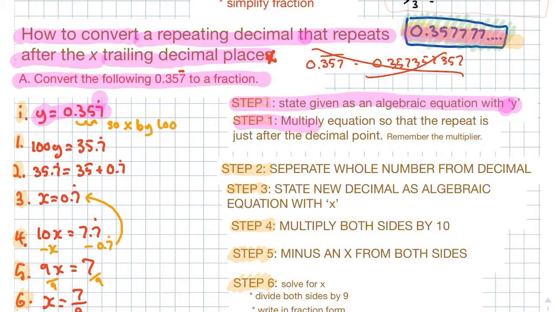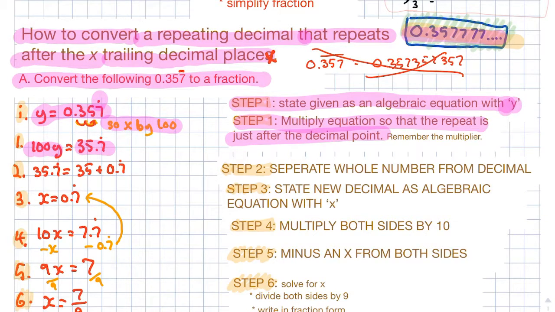Now the real step one is multiply that equation so that the repeat is just after the decimal place. So we want to move the decimal place over 2 places to the right. So we need to multiply it by 100. And if we multiply one side by 100, we have to multiply the other side by 100. So that's 100y equals 35.7 repeat.